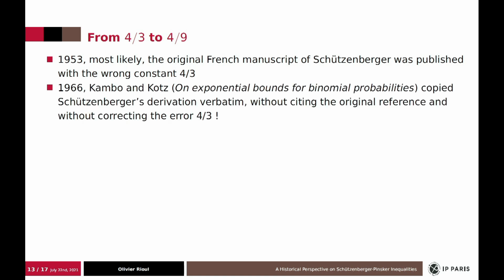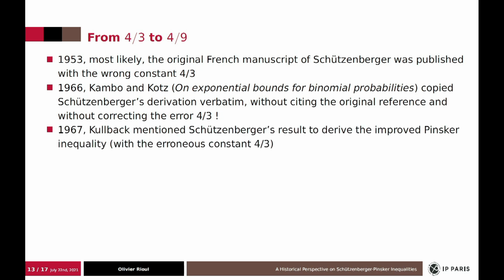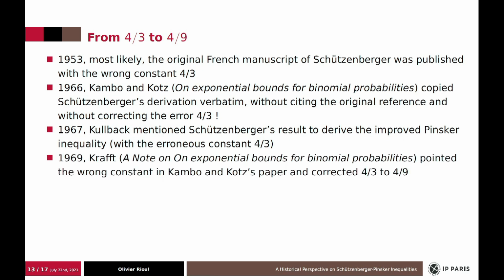And then there were Kambo and Kotz, who published a paper by copying a Schützenberger derivation verbatim, but without mentioning the original reference and without correcting the error, of course. And finally, Kullback also mentioned Schützenberger's work, but with the wrong constant. And finally, Kraft discovered that the constant was wrong and corrected it to 4/9.